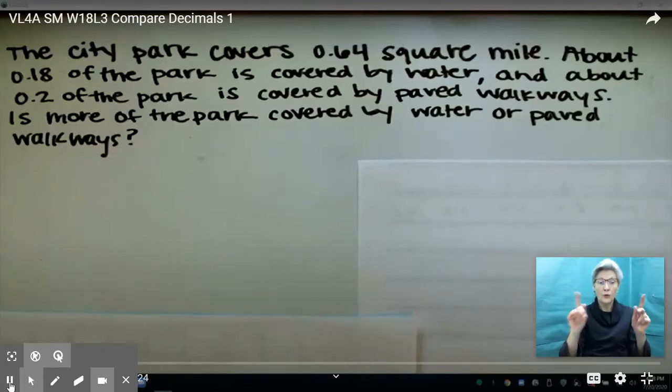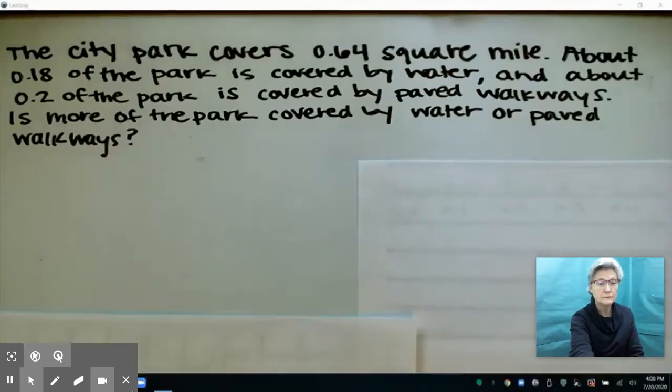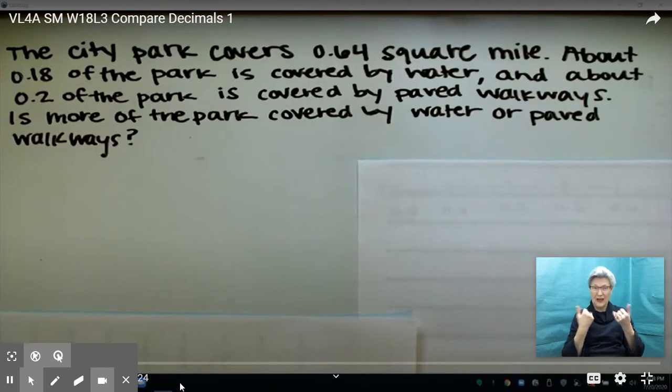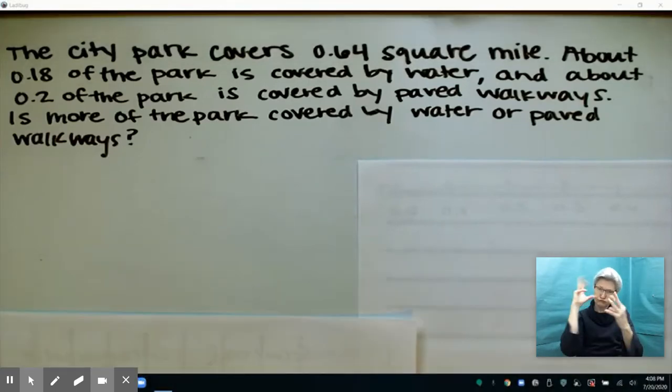All right, my friends, today we are really digging in and taking all of the different concepts we've learned and practiced throughout this chapter to focus on comparing decimals. There are so many different real-world examples of where and when we might need to do this.